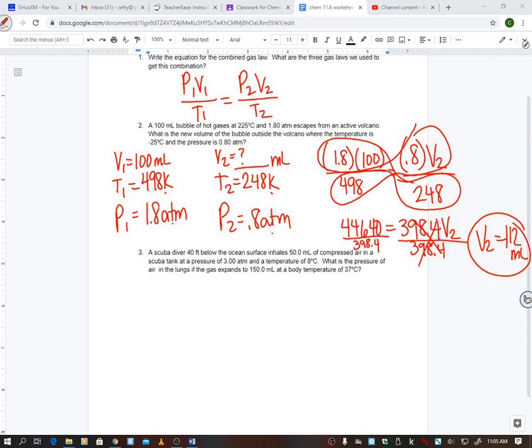All right, so a scuba diver 40 feet below the ocean surface inhales, and right away I see a number, 40 feet, but it's nothing that I need. It's just giving us extra information. He's 40 feet below the ocean surface. He inhales a volume of 50 milliliters.